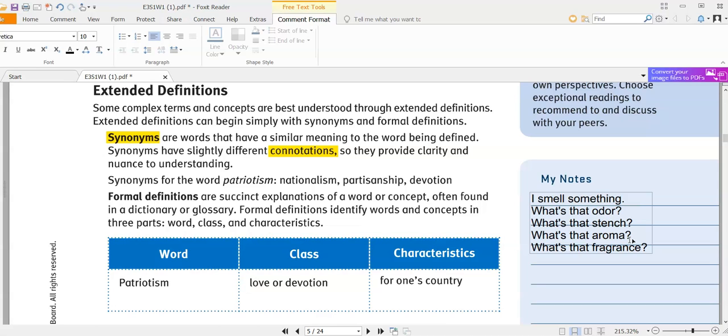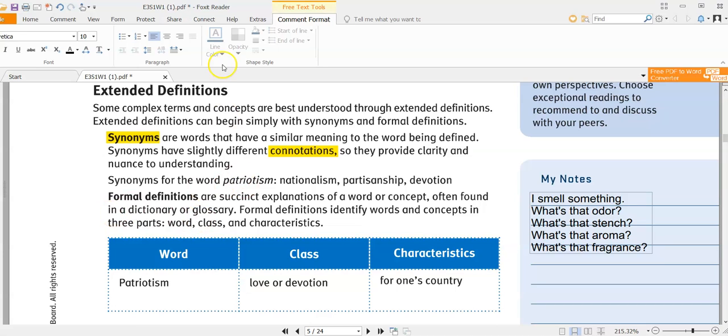Some words can get even more deep, like a connotation of happiness or a connotation of nostalgia. But we're just going to stick with the simple negative, positive, neutral for now. So synonyms for the word patriotism are nationalism, partisanship, or devotion. Now you may not know what some of those words mean, and that's okay. I'm sure that they're going to go over it in the unit.